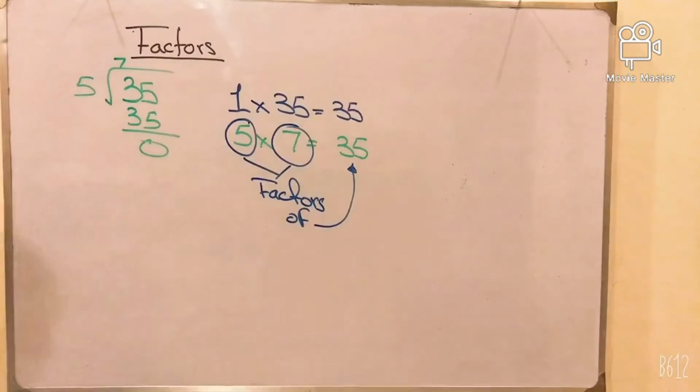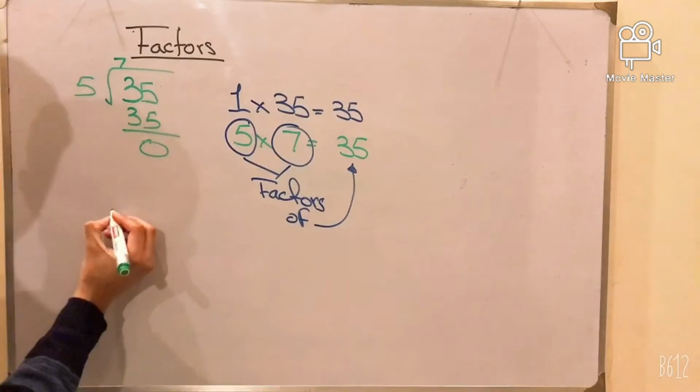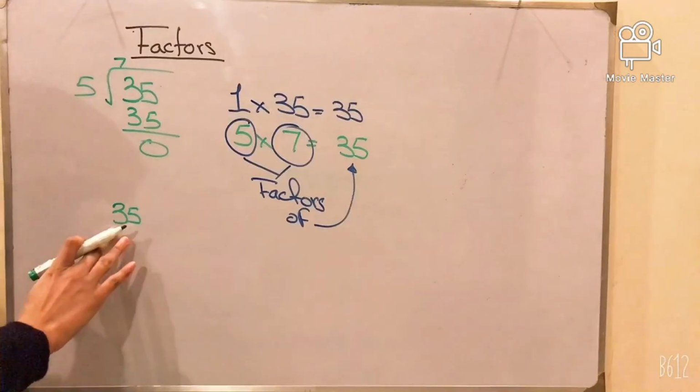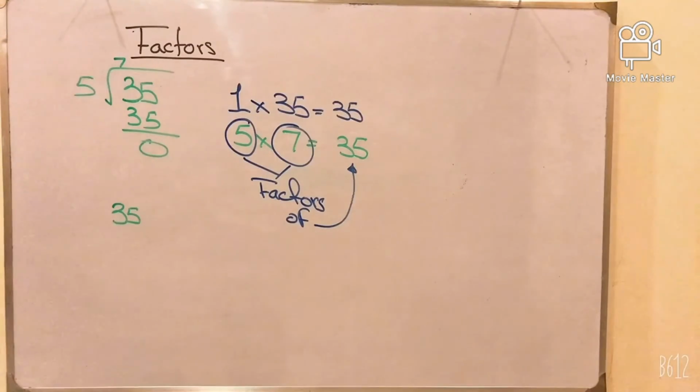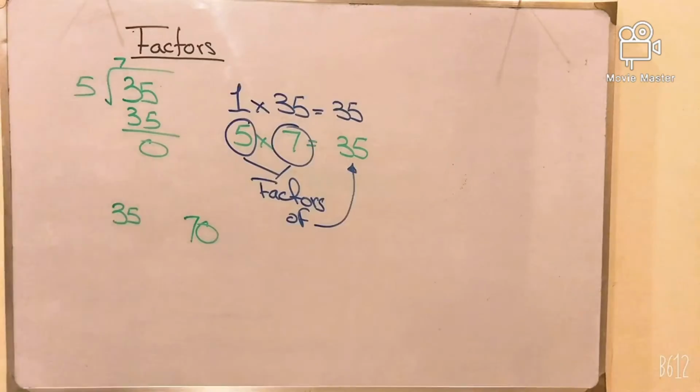Now one thing you should note is that a factor is never greater than the original number. Over here we have the number 35 and you will see that no factor of 35 is greater than 35. For example, 70 is greater than 35. So hence 70 is not a factor of 35.